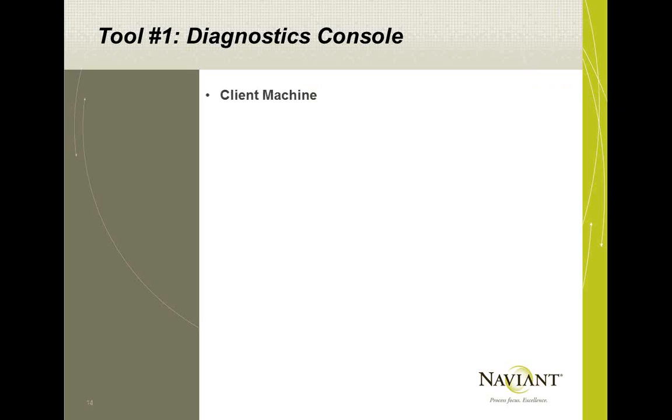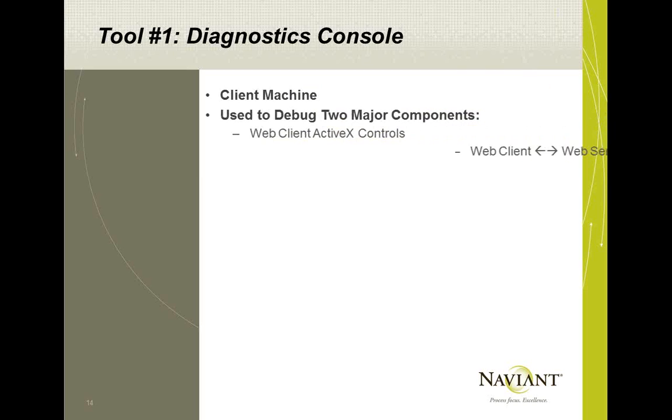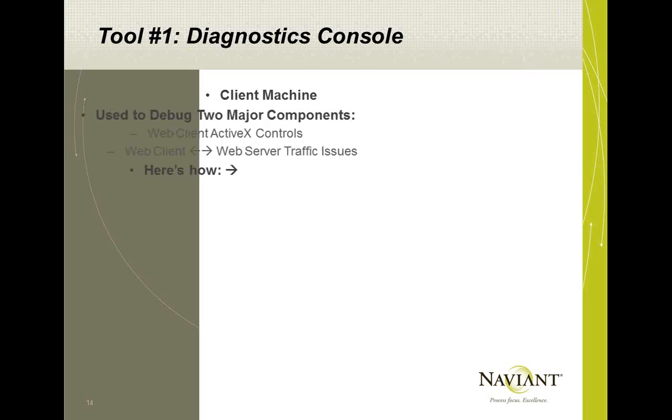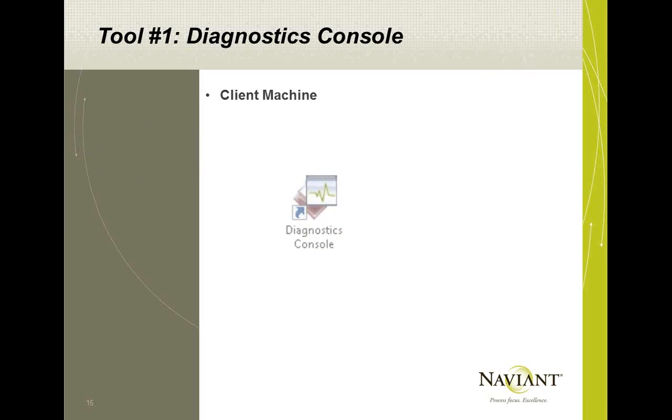The Diagnostic Console does something very special when it's run on a client machine. Its use here is limited to only a couple of areas: debugging your web client ActiveX controls, which isn't terrifically useful unless you're Hyland, but it's also very useful in sniffing the traffic between your web client and the web server. It's this feature that I want to share with you because it's an extremely valuable tool when working with a low bandwidth or poor connectivity issue within your network infrastructure. So here's how.